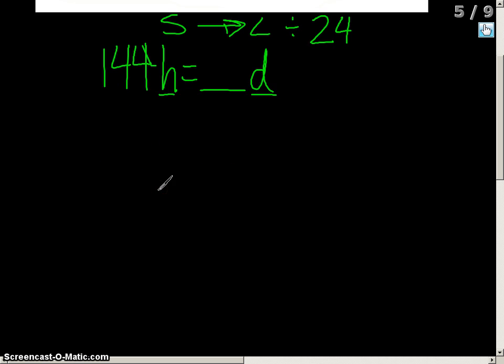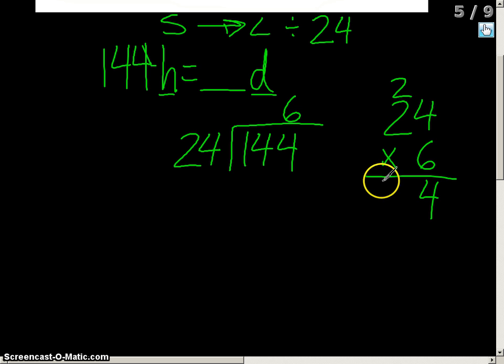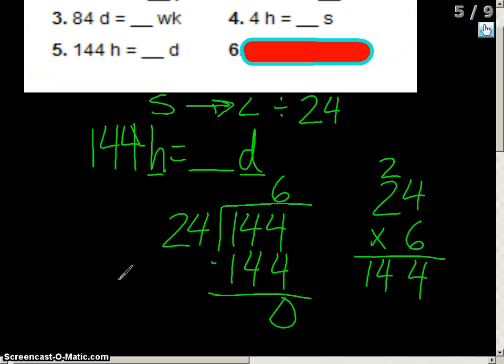So what we do, we can set this up, we can even do this on the calculator. 144 divided by 24, and we'll multiply this 6. We'll do 24 times 6, 4, carry the 2. 2 times 6 is 12, plus 2 is 14. We have 0 for our remainder, so 144 hours equals 6 days.